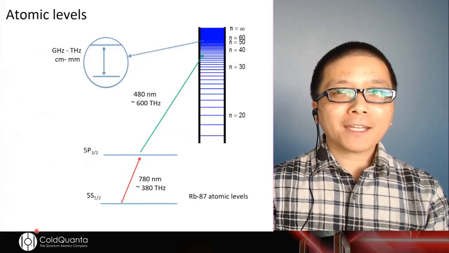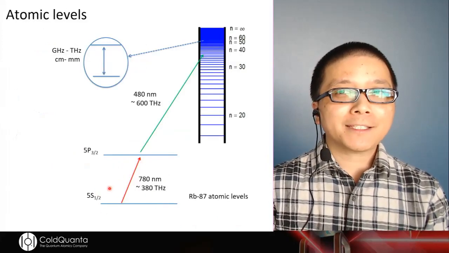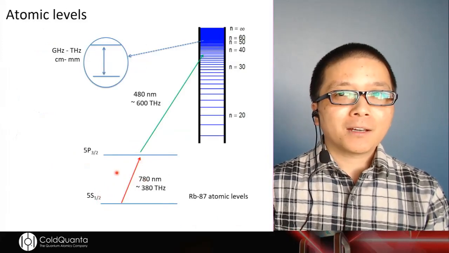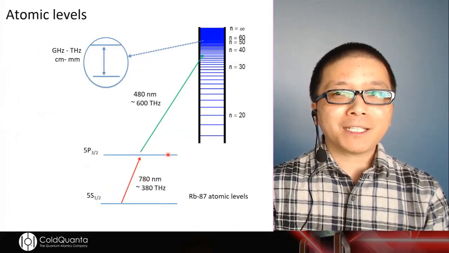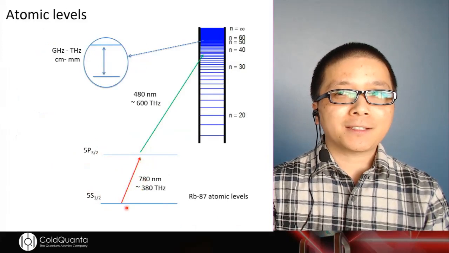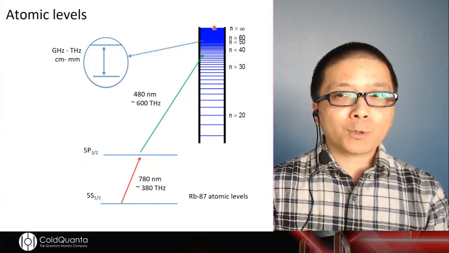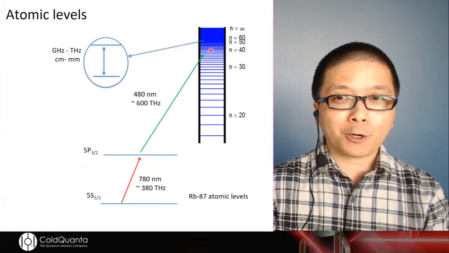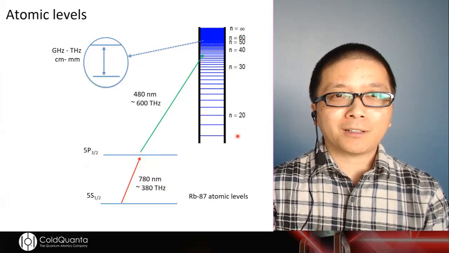For atoms, there are energy levels outside the atomic core, and these energy levels are discrete according to quantum mechanics. Taking rubidium, for example, from the ground state to the intermediate state, the energy difference is about that of 780 nanometer laser photons. When the levels are far away from the atomic core, the levels are closer to each other. People use n to describe it, which is the principal quantum number.